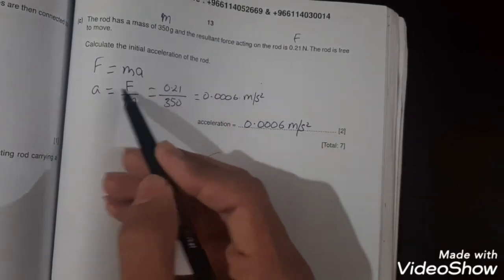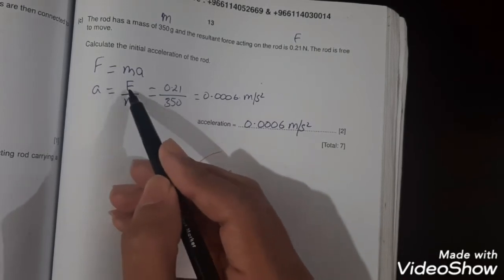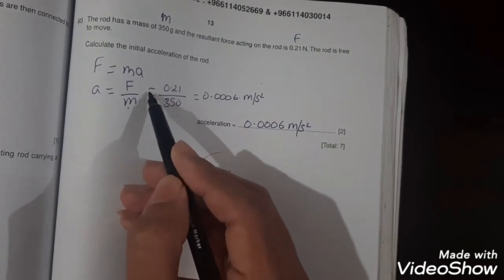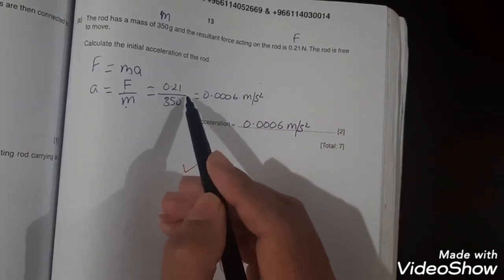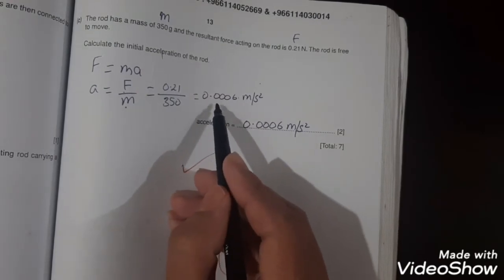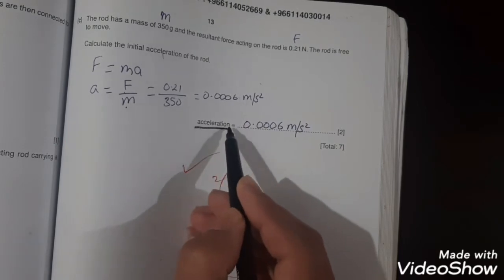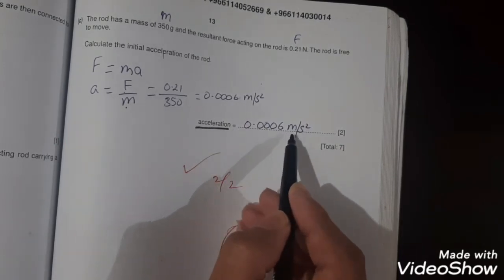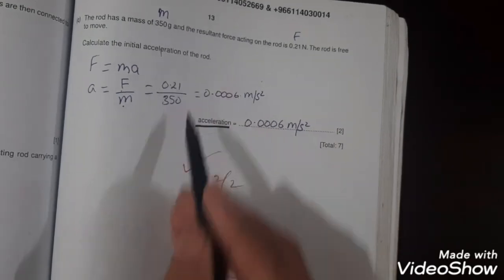So for the acceleration of the rod, F is equal to ma, then a is equal to force divided by mass. So the force over here is 0.21, so I write 0.21 divided by the mass, which is 350 grams. So this will be 0.0006 meters per second squared will be the initial acceleration of the rod.